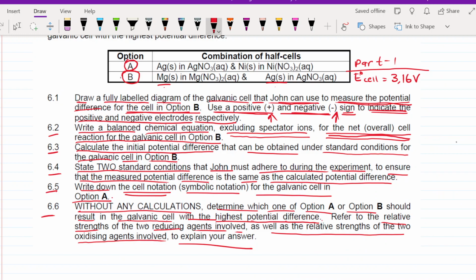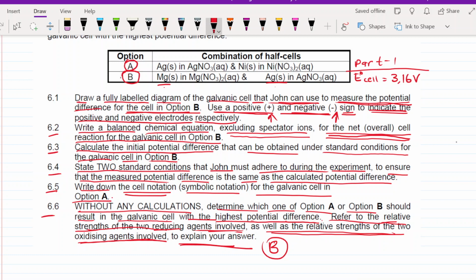So that is the end of our questions, because this one was saying refer to the relative strengths of the two agents as well as the strengths of the oxidizing agents involved. Explain the answer. We did that. We say the one that is going to have the highest potential difference is option B, because the reducing agent in option B is stronger than the reducing agent in option A. Yeah, we have done this question.